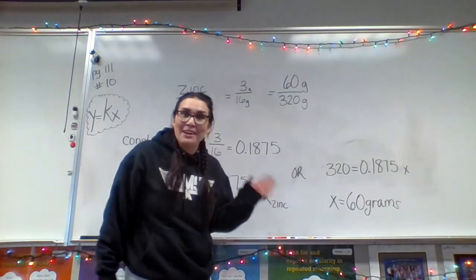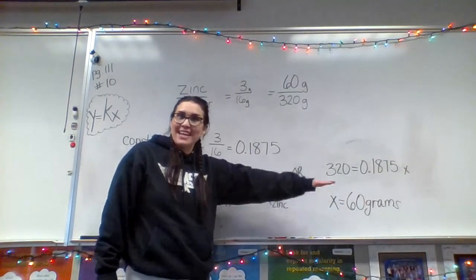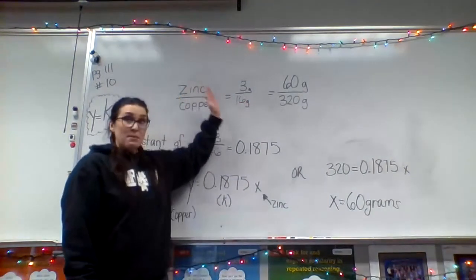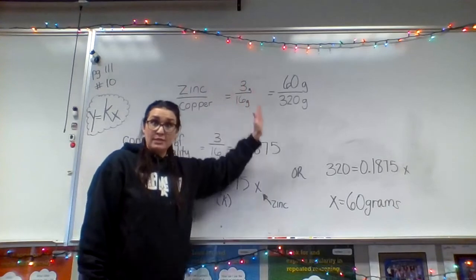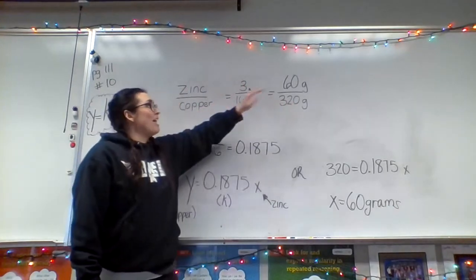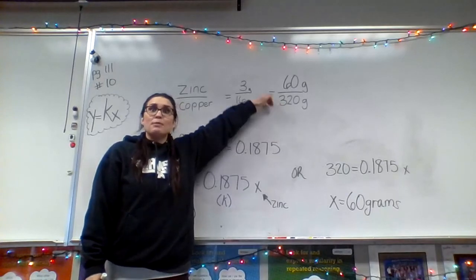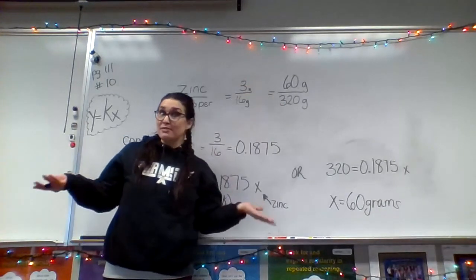Check it out, my friends. Once we did all that math, we found that X actually equals 60. So what that means is that if I'm keeping my proportion, keeping my pattern, staying in balance, if I have 320 grams of copper, that means proportionally I need 60 grams of zinc.